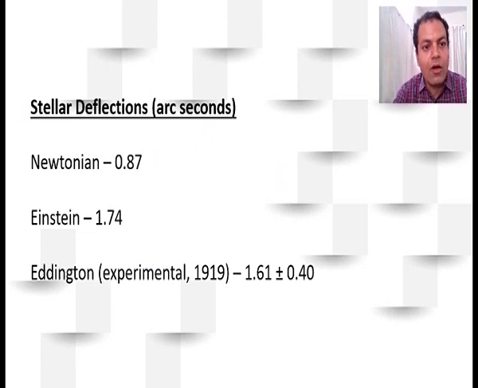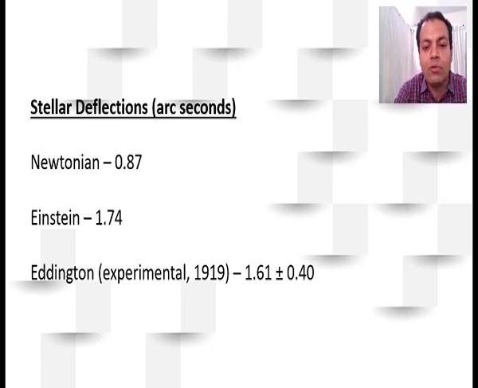So let us look at how the experimental observations compared with the theoretical predictions. The Newtonian theory predicted a stellar deflection, that is, deflection of the light, assuming photons have a tiny mass. Due to the gravitational force of the sun, they predicted a small deflection of 0.87 arc seconds. Einstein's theory, which was grounded in a completely different framework, that of space-time curvature, predicted 1.74 arc seconds. And what did the experimentalists find in 1919?